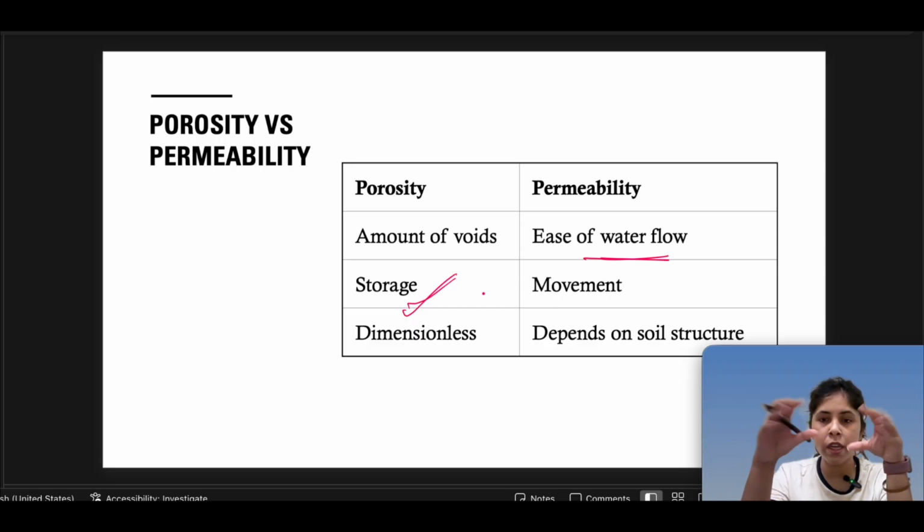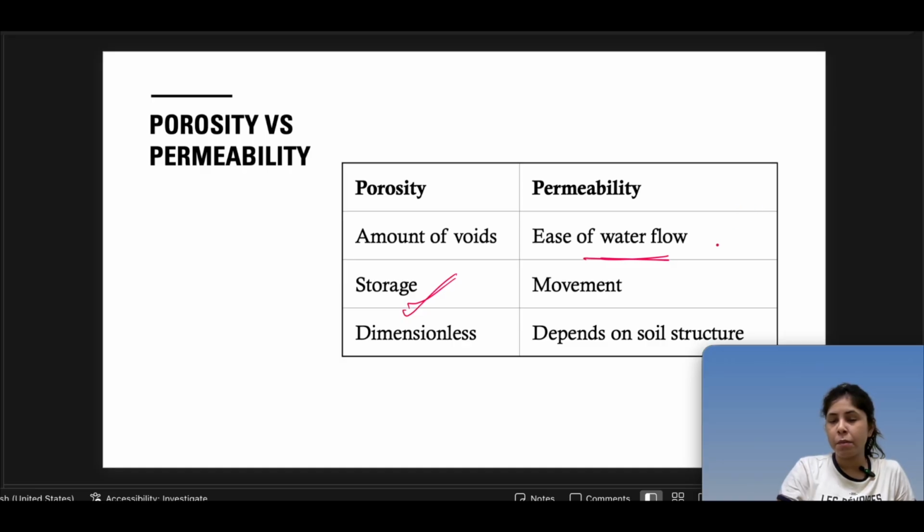If the sponge is fully filled with water, after that the water will start leaking from the sponge. So that's the capacity of the sponge to retain water. That's what the storage is. That much water only can be stored in the sponge. Similarly, that much water only can be stored in the sand. So porosity works as storage, but permeability tells about the movement: how fast water moves in different types of soils. And porosity is dimensionless, and it depends on the soil structure.